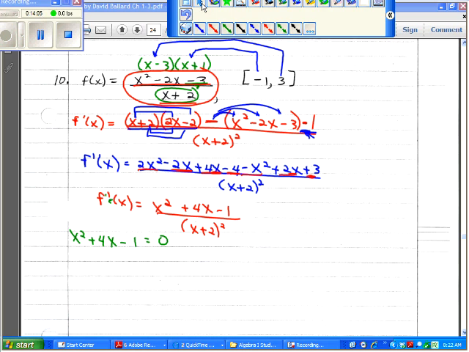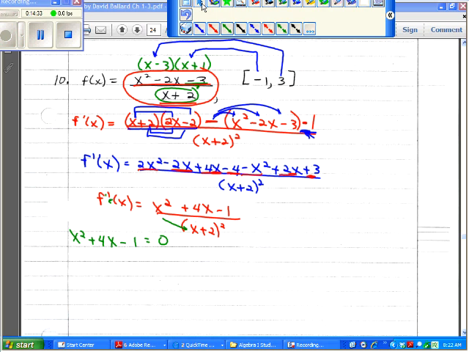Now the direction said f prime of c equals 0, so we're not concerned about the undefined. A negative 2 here, would that create an undefined? Yeah, because you get 0 squared, and then division by 0 is undefined. And so it would create an undefined situation, which is a critical number, right? But it didn't ask us for that, it only asked us for the 0.